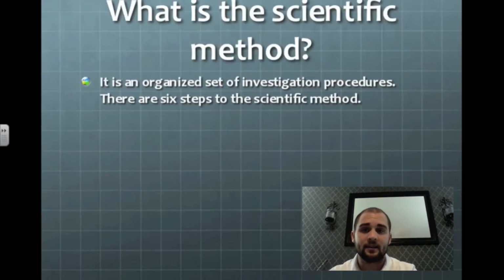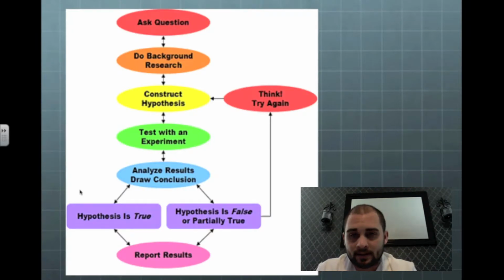What is the scientific method? It is an organized set of investigation procedures. There are 6 steps to the scientific method. Here are the 6 steps. So we have our first one where we ask the question. And then after we ask our question, we do background research. Then we construct a hypothesis. After we construct our hypothesis, which has to be in an if-then statement, we test it in an experiment. After we do that, we collect data, and then we review that data and analyze it.